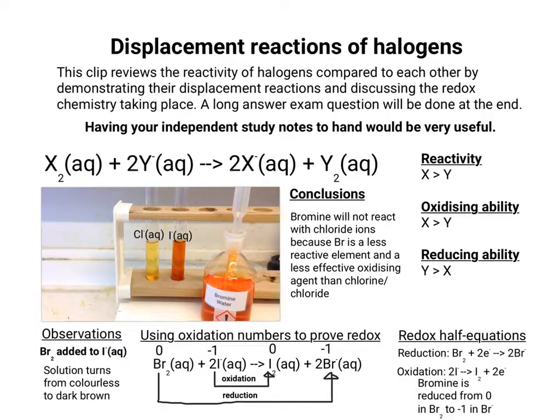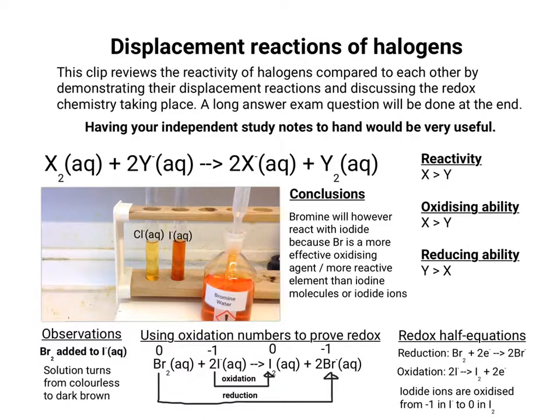So the first thing to do is to construct the ionic equation and assign the oxidation numbers before we decide what's been oxidized and what's been reduced. Once we've done that, we can put in the redox half equations and we can conclude that bromine is reduced from 0 in Br2 to -1 in Br-. This is a decrease in oxidation number, so it's a reduction. We can also conclude that bromine didn't react with chloride ions, because Br is a less reactive element and a less effective oxidizing agent than chlorine or chloride.